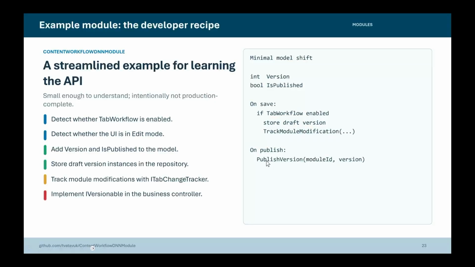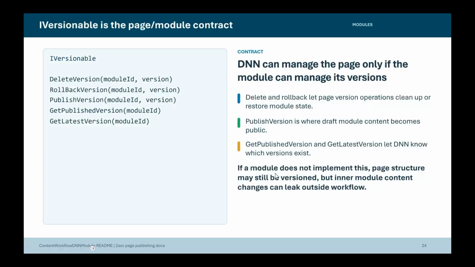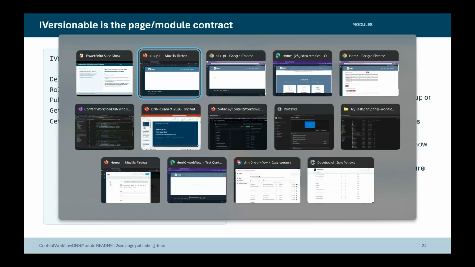And on the publish action, you need to publish the version. So there is the iVersionable interface that has a few standard methods that you need to implement, and I think I can show you that here.